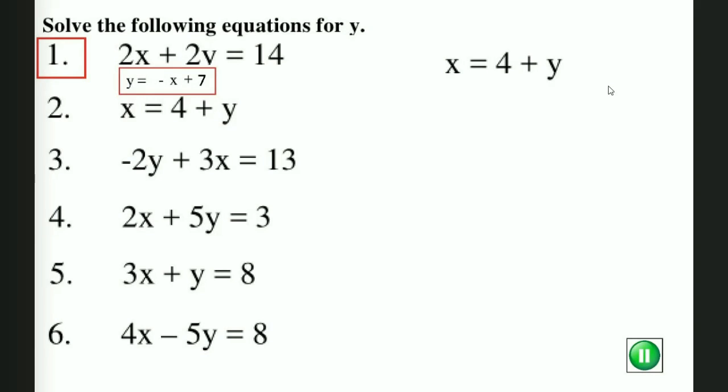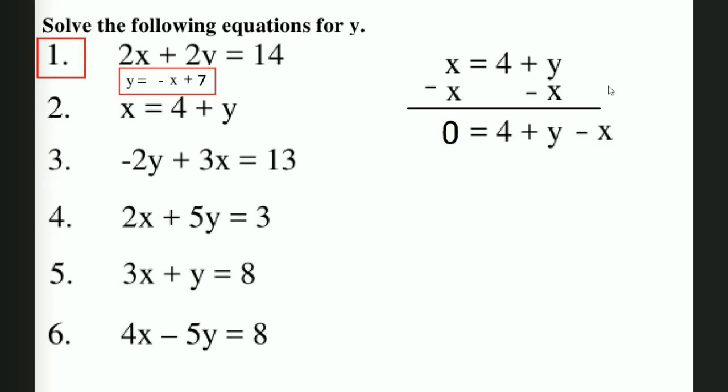Number 2, so we have x equals 4 plus y. So let's subtract x from both sides. X minus x is 0, 4 plus x minus x is 0 equals 4 plus y minus x. We don't know what y or x are going to be, so what we have to do is just put those terms on the other side of the equation. So we have 0 equals 4 plus y minus x.